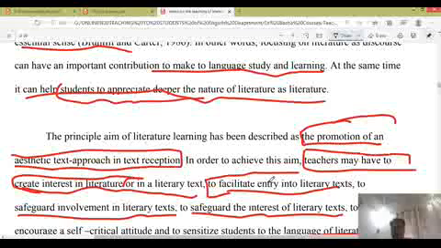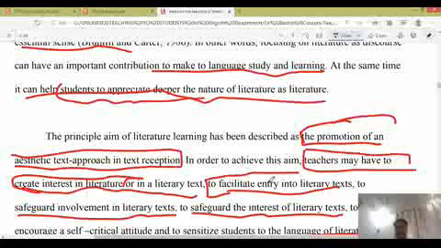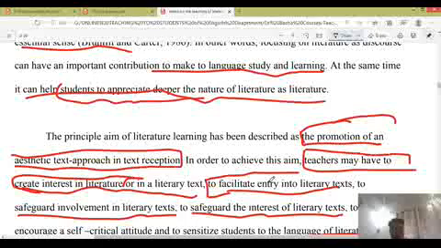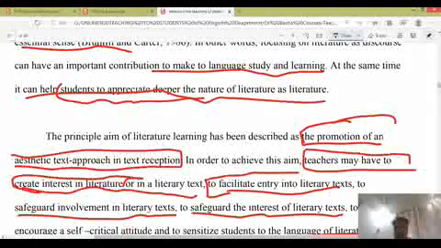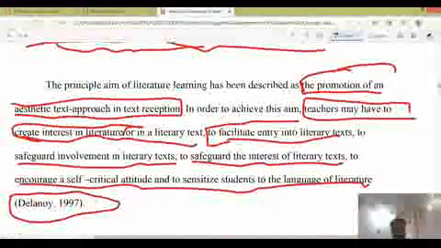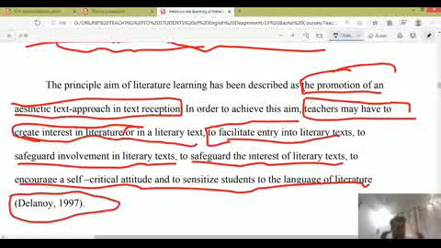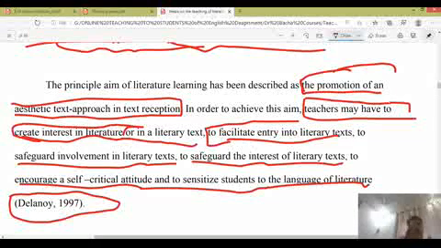And to facilitate entry into the literary text, the teachers must try to help the students understand the literary text, to go through the text and look for something which really creates some aesthetic interest in it. And another thing, to safeguard involvement in the literary text, or to safeguard the interest in the literary text. All right. And also to encourage a self-critical attitude. You have to critically look at that particular text, and that must create a very encouraging attitude there.